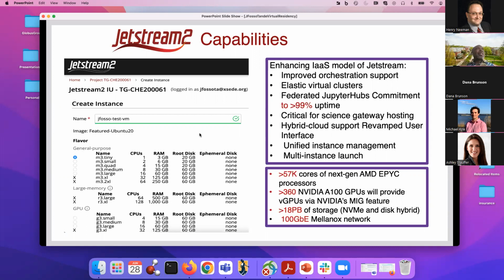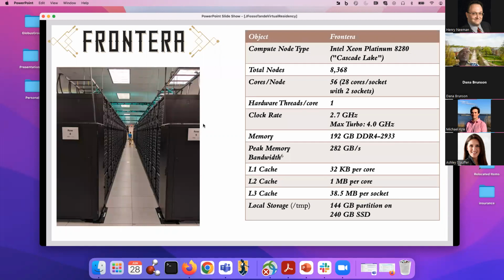Okay, so that was Jetstream. So Frontera, yeah, this is TAC, Texas Advanced Computing Center. This is huge, a really big computer with a lot of nodes, a total of 8,360. As a graduate student, I spent a lot of time at Oak Ridge National Lab, but when I walked into this building and when Frontera was still being set up, this was huge.